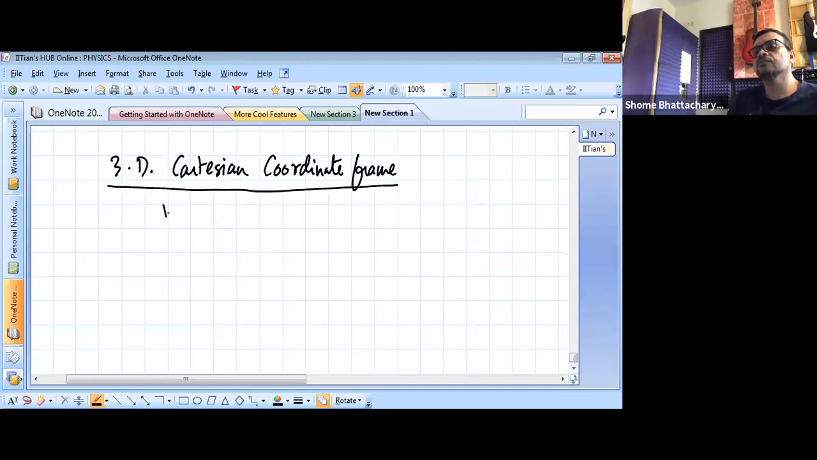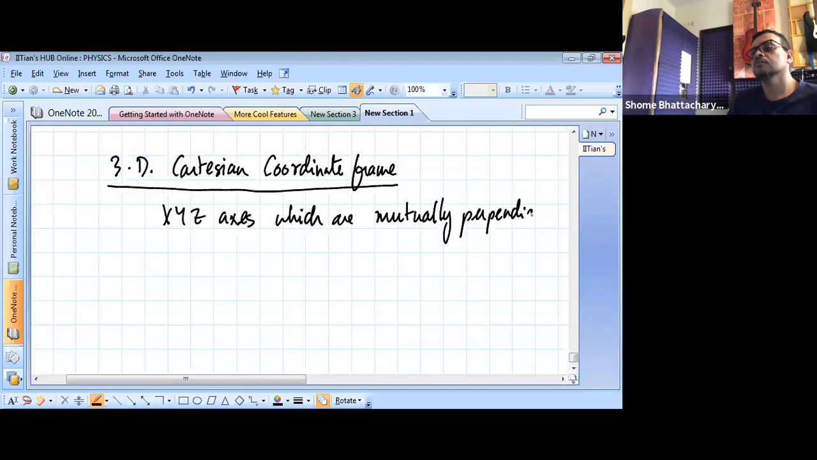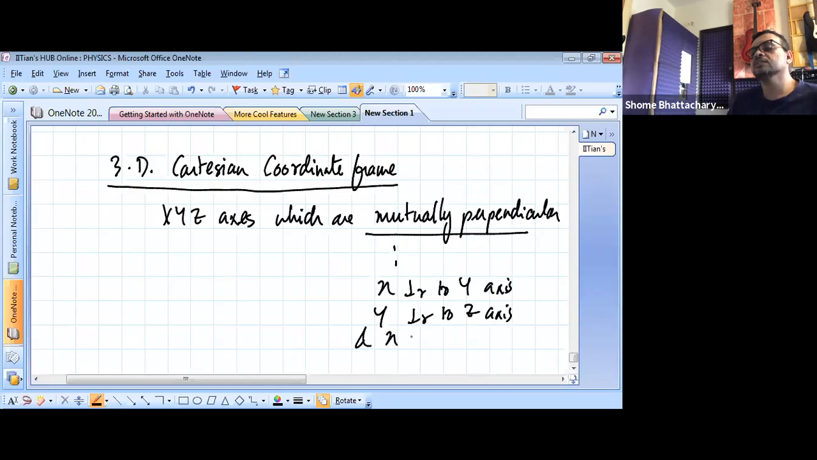So it consists of x, y, z axes, which are mutually perpendicular. That is the meaning of a 3-dimensional system. So this mutually perpendicular actually means that x is perpendicular to y-axis. Y-axis is perpendicular to z-axis. And x is perpendicular to z-axis also. So any pair of axes are perpendicular to each other.